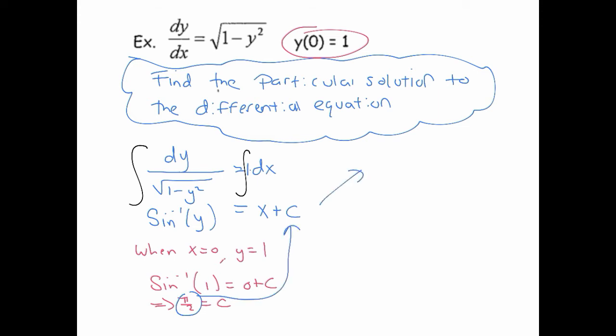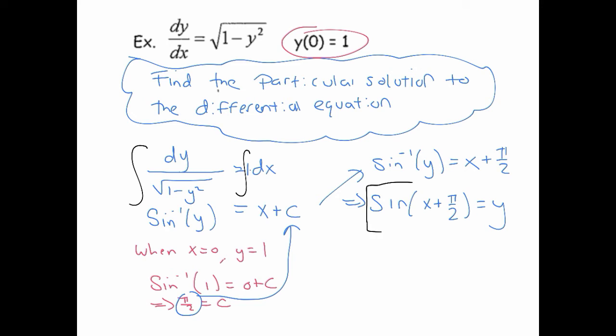So we continue the solution here. If sine inverse of y equals x plus pi over 2, then that means that the sine of x plus pi over 2 must be y, right, based on inverses. If the sine of this angle x plus pi over 2 is giving you y, that means that the sine inverse of y is equal to x plus pi over 2. So there's my particular solution.